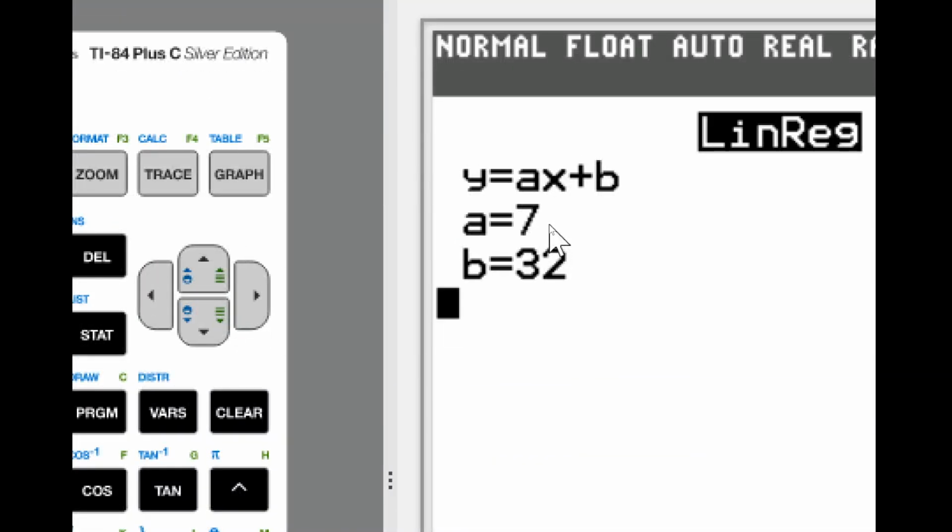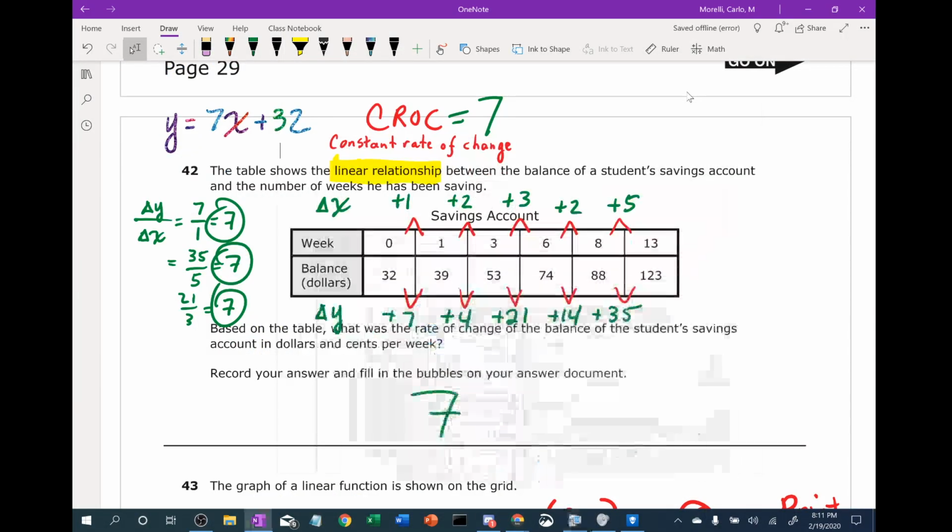Okay, so it says A equals 7. That's how you know the slope is 7. The slope is A. Okay. Booyah. All right. There we go.